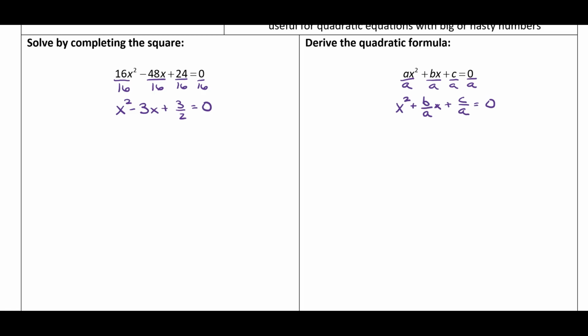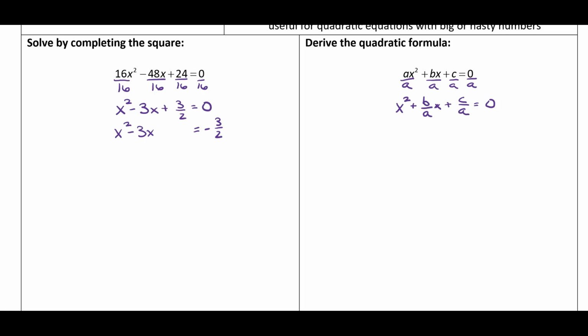Now that we have x squared with a coefficient of 1, our next step would be to subtract the constant. So in this case over here, we're going to subtract this 3 halves to the other side. So that would give us x squared minus 3x equals negative 3 halves. All we did was take this 3 halves and move it over by subtracting it.